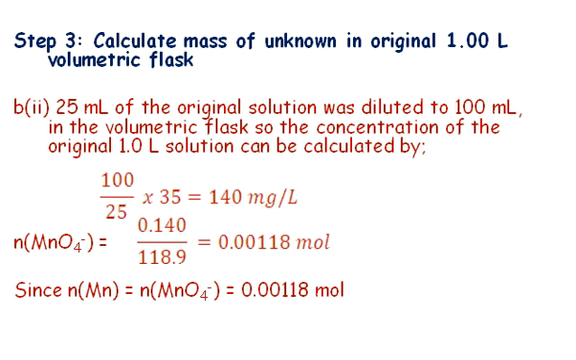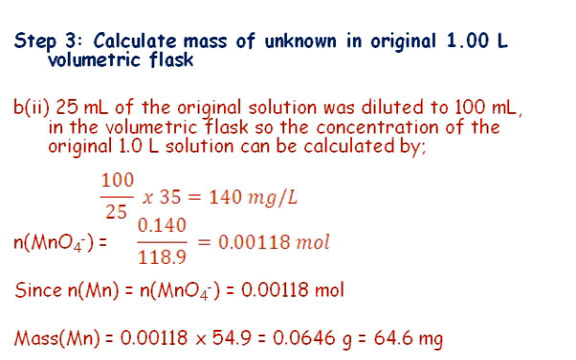Since our number of moles of manganese equals the number of moles of permanganate, because there's one manganese atom in a permanganate ion, that number of moles remains the same. We can then work out the mass of manganese by multiplying the 0.00118 by the molar mass, or atomic mass, of manganese, which is 54.9, to give us 0.0646 grams or 64.6 milligrams.